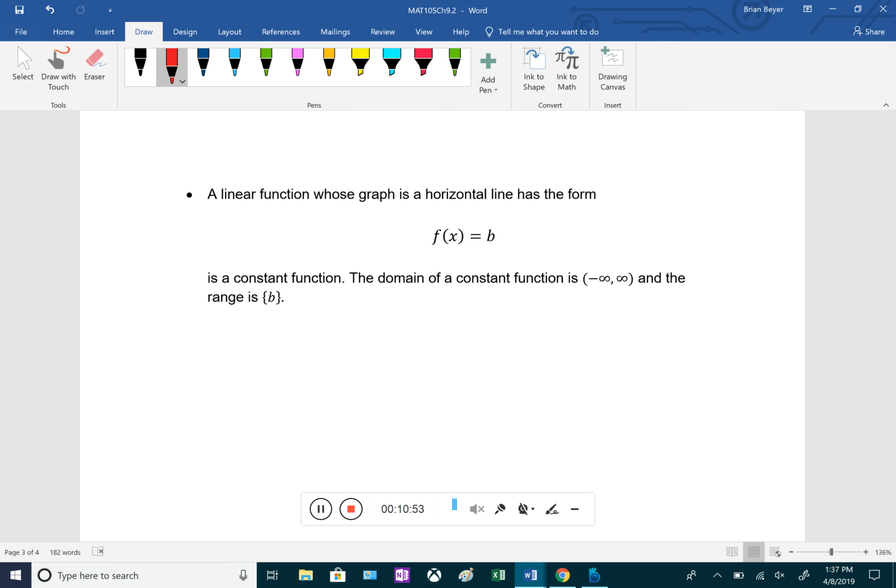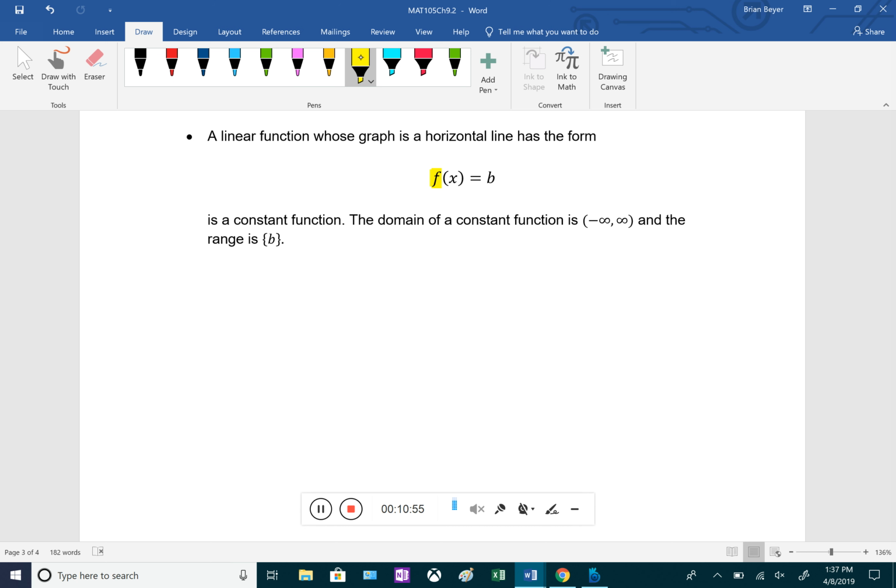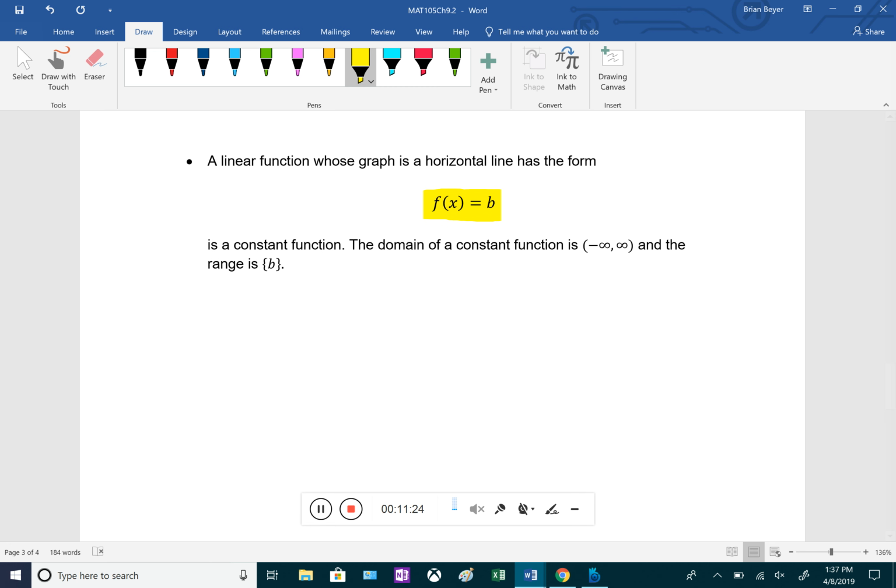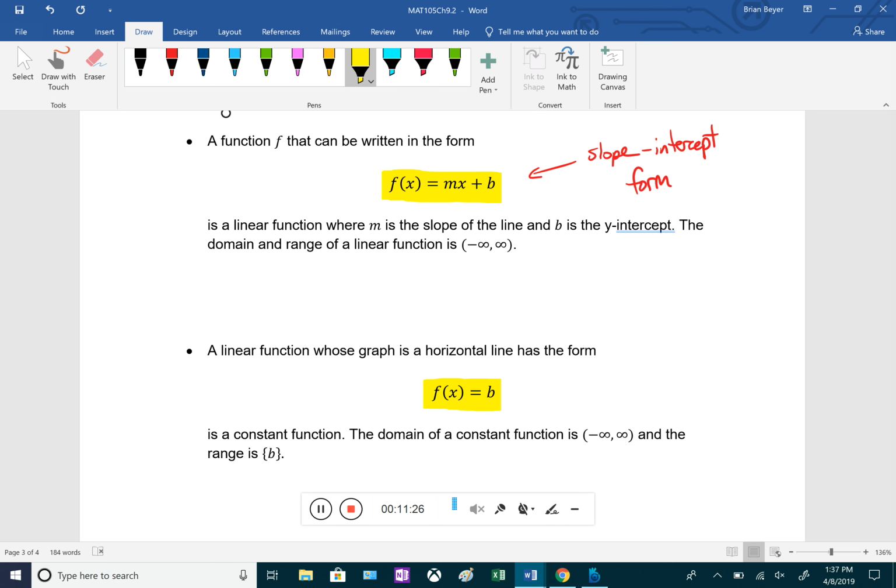Okay, so a function in the form f of x equals b, so there's no x here, so this is f of x equals a number. This is going to be a horizontal line. So this is the same thing as like y equals 4. We know those are horizontal lines. Those are called constant functions. The domain is negative infinity to infinity, and the range is b. So the range of a horizontal line is just going to be that horizontal line's value. Okay, and then something that's added in real quick. Going back up here, the range of a linear function is also going to be negative infinity to positive infinity.